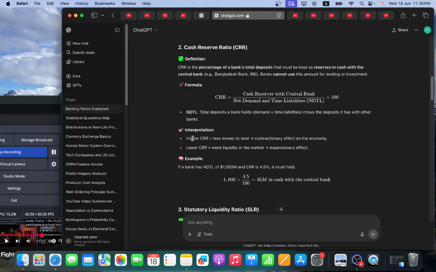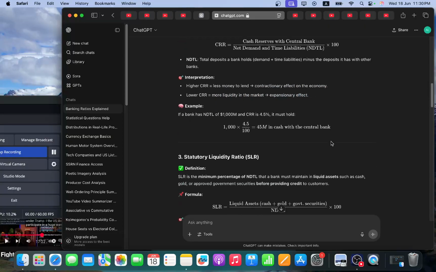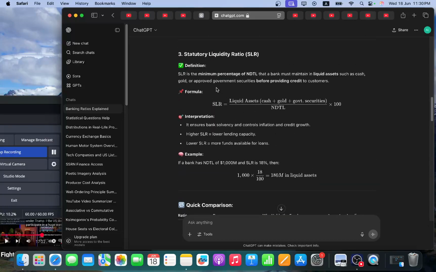But what we have is higher CRR is basically less money to lend, contractionary effect on the economy, and lower CRR is more liquidity in the market, expansionary effect in the economy. So this is what it basically tells.